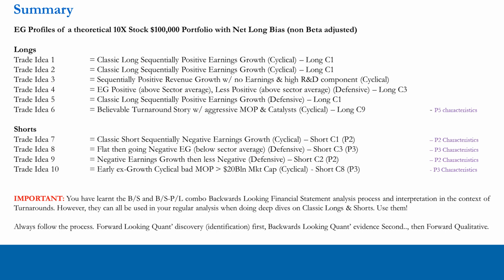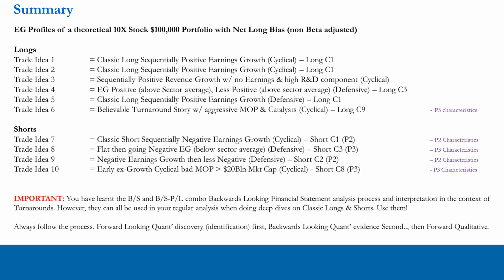Moving on to the shorts, we have 4 shorts in this theoretical portfolio. Trade idea number 7, we could have a classic short, sequentially negative earnings growth that is cyclical, and this is our short case number 1. But we have what is crucial to our shorts. We have phase 2 characteristics.